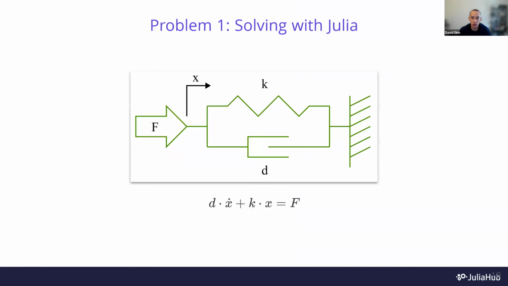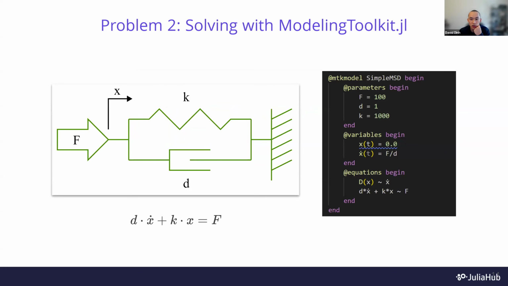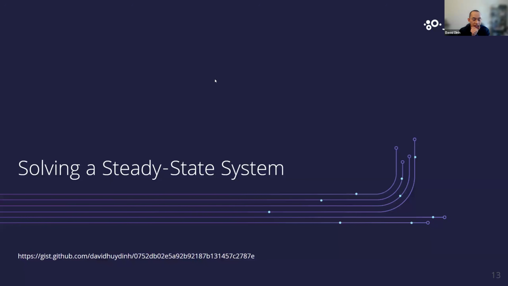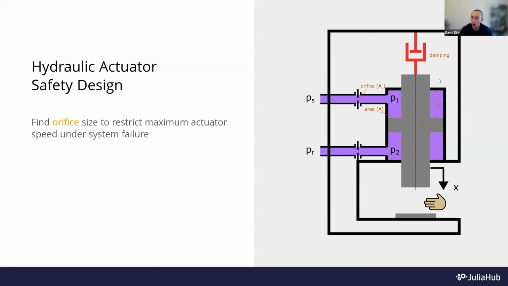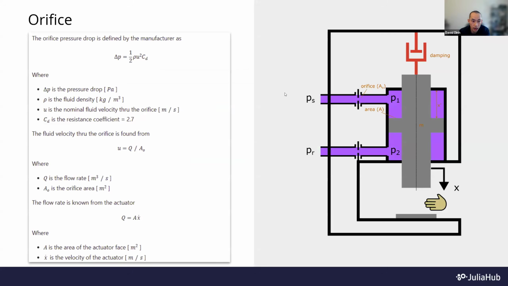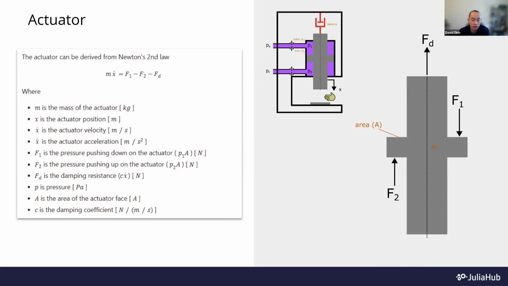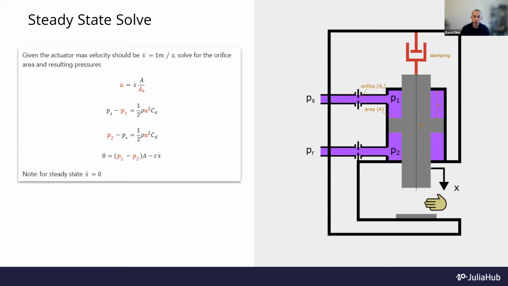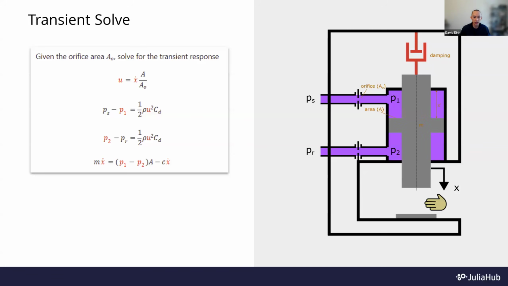We took a look at the part 1 recap, in which we saw that we solved the mass spring damper using Julia, using ModelingToolkit, and then also using a more complex component-based modeling approach. Then today, we took a look at this steady state system. We said, we want to look at this system and ask what is the maximum velocity given a certain area. We derived the physics equations around the orifice, which is a straightforward physics equation. We derived the forces around the actuator. And then we ended up with our incompressible flow systems, in which we solve for a steady state solution and a dynamic solution.